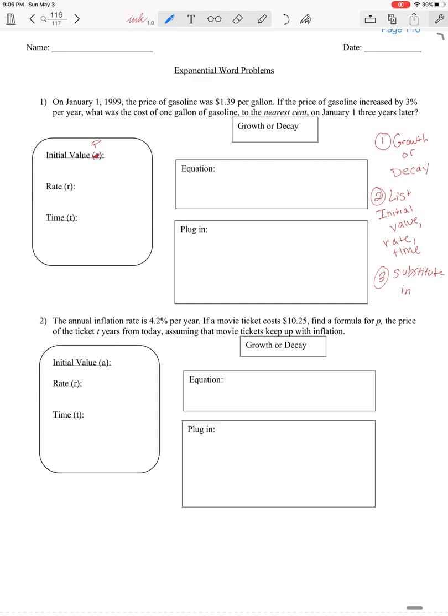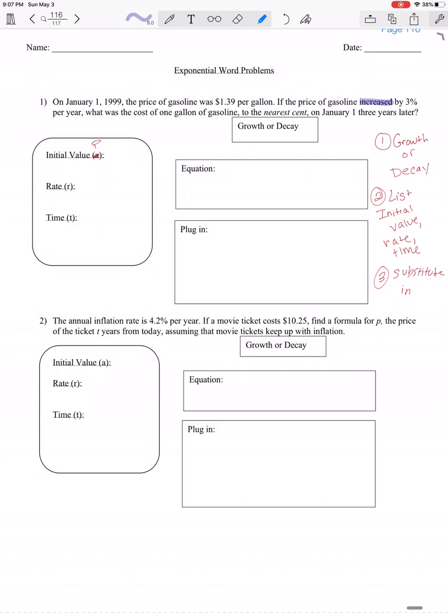So first things first, we have to decide, is this growth or is this decay? We could read this problem again and look for our key word. There's going to be times where you're going to have to read the problem more than one time. So let's see. On January 1st, 1999, the price of gasoline was $1.39 per gallon. No keywords there. Let's read the next sentence. If the price of gasoline increased by 3%, increase, there is my key word.